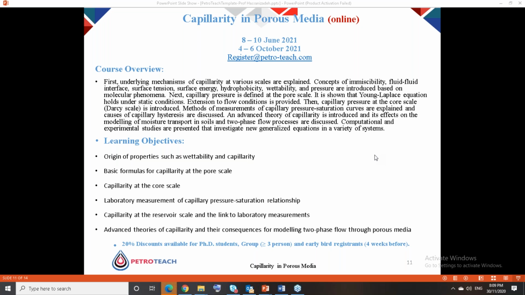Why we don't have any capillary pressure in fractured reservoir? Not sure, once again, which capillary pressure. There are people who talk about macroscale capillarity or microscale capillarity.